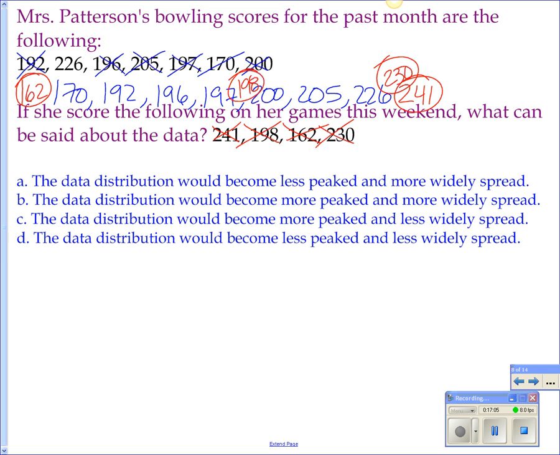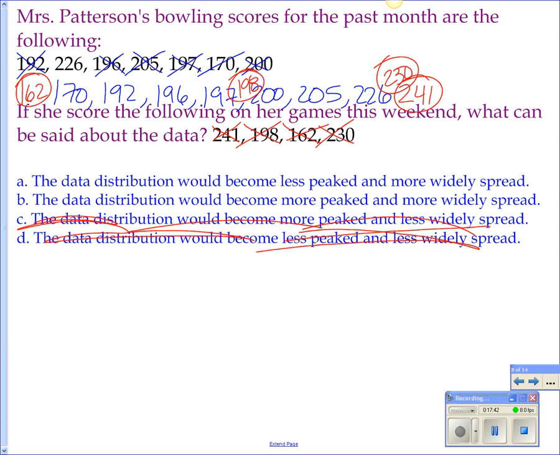Okay, so let's talk about the easy part first. Did it become more spread or less spread? Did I add anything to the ends? Yes. So that spreads it out. If I put all of you in a line and then I add more people to the line, that's going to spread the line out. So it became more spread. Do we agree with that? All right. That makes sense to me. More spread. So we can mark out C and D.